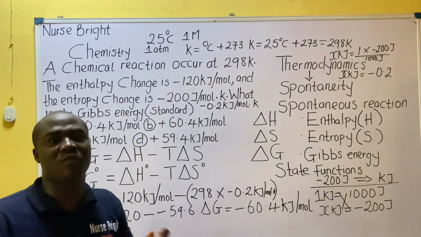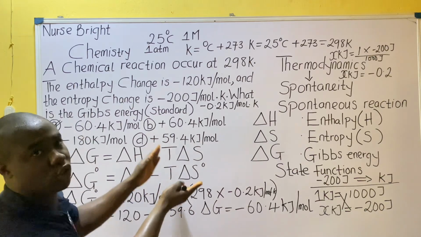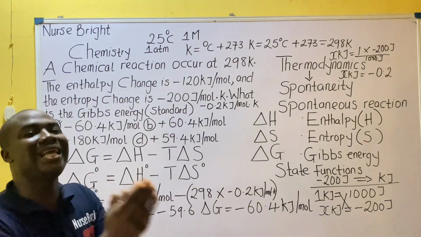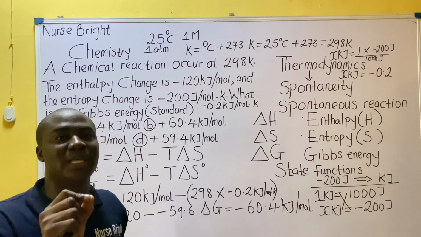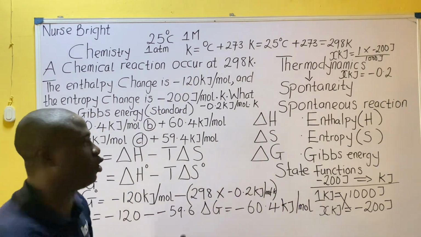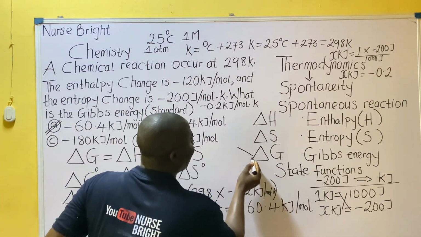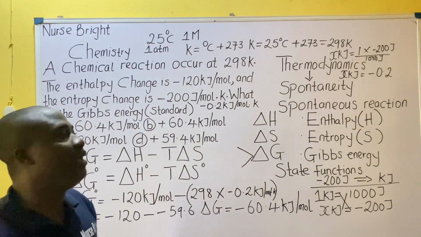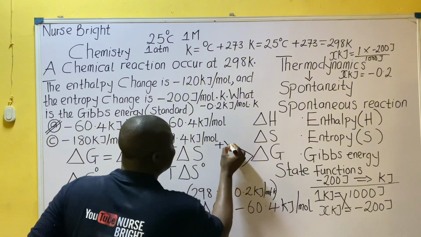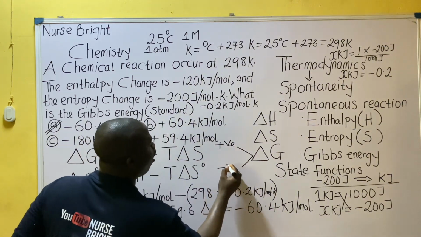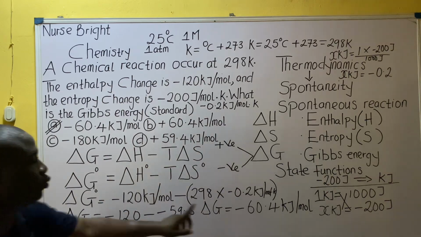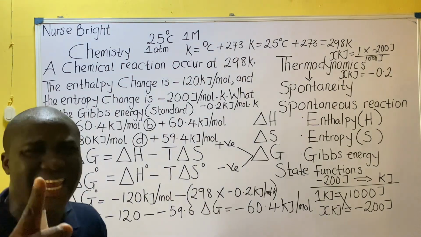It's not just about solving. You have to be able to understand what you have solved. So let us interpret our answer. Please listen. This delta G we are looking at, called Gibbs energy, which I've explained for us. Gibbs energy can exist in two forms. Gibbs energy can be positive, and Gibbs energy can also be negative. In the course of our calculation, we had our delta G, which is Gibbs energy, to be negative.